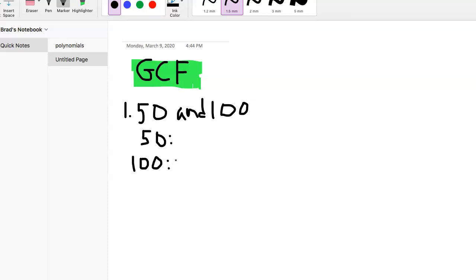Okay, so first of all, what we're going to do is find all the factors for 50 and for 100. And after that, we're going to figure out which ones are prime factors. And after that, we're going to combine them. So it sounds complicated maybe, but it's not that bad.